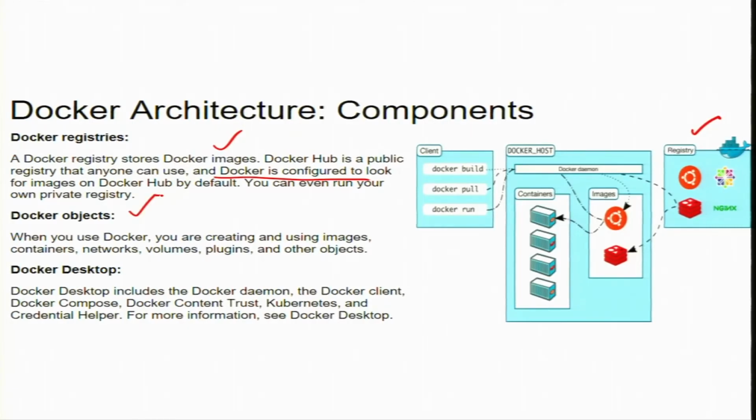So, let us see about the Docker objects. When you use Docker, you are creating and using images, containers, networks, volumes, plugins and other objects. These images completely pack up all the dependencies of an application, and the application, and also often include the containers, networks, volumes, plugins and other objects. Docker Desktop includes the Docker daemon, the Docker client, Docker Compose, Docker Trust, Kubernetes and many other things.